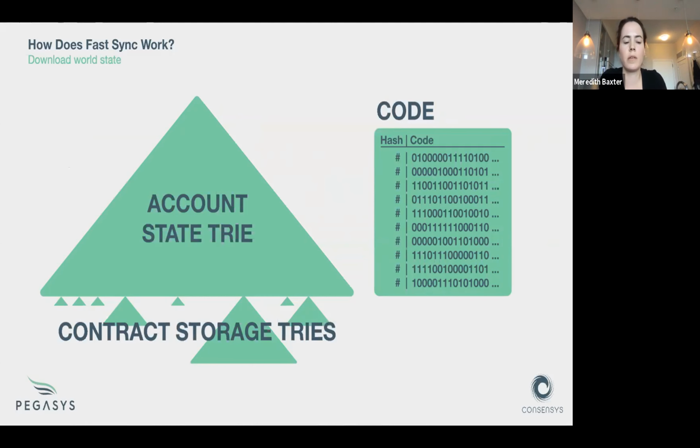So those extra bits of information, the storage tries and the code, also have to be downloaded. So you've got all these leaf account values at the bottom, and for the storage tries, you download them in the same way that you're downloading the account state trie. And the code is also similar. You're just requesting hashes that correspond to code.